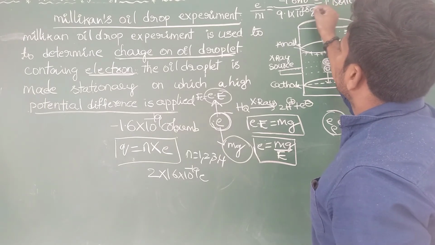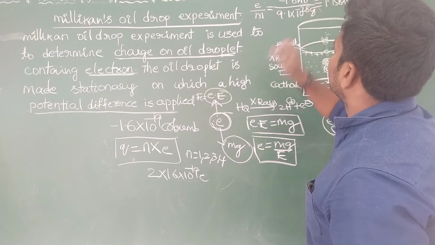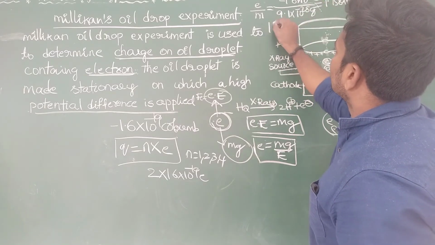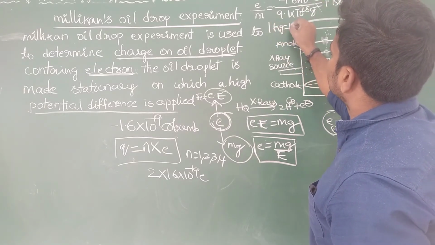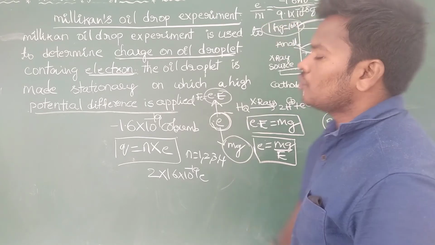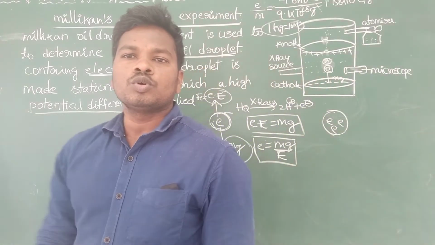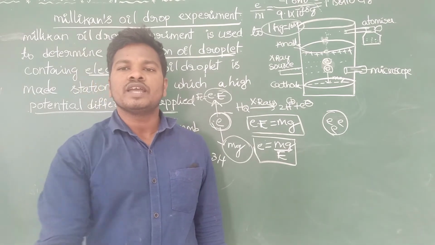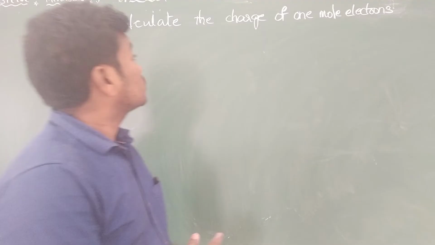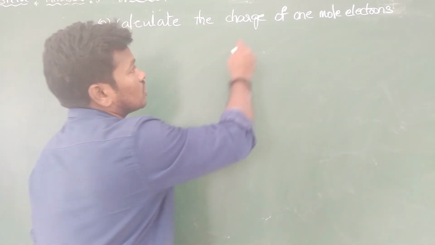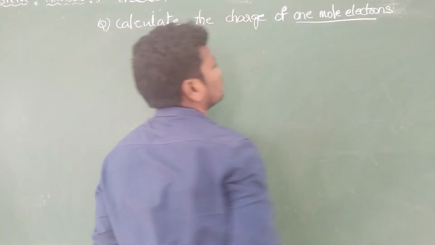You want to convert it into kg, multiply with 1 kg is equal to 1000. Now we can see that some numerical questions have been asked in the previous IIT and NEET. The question: calculate the charge of 1 mole of electrons.